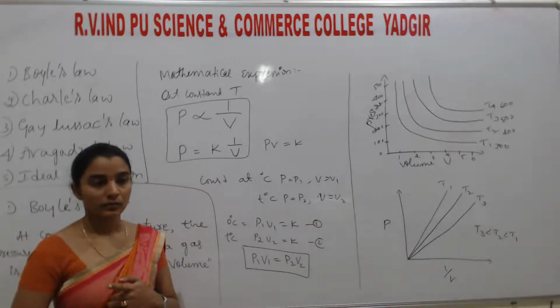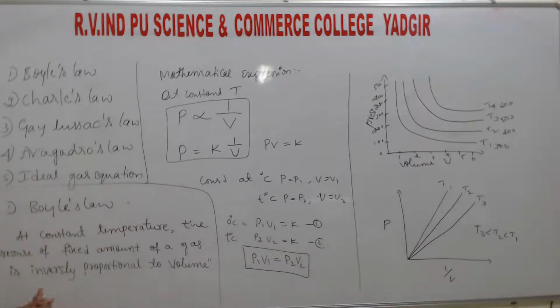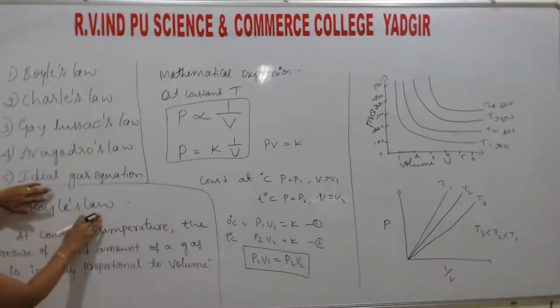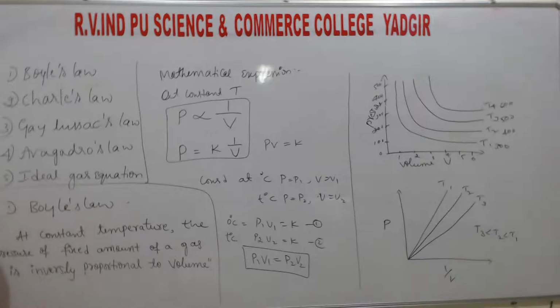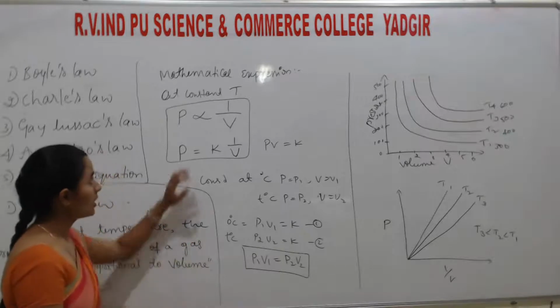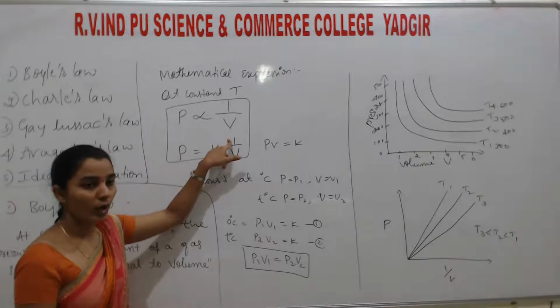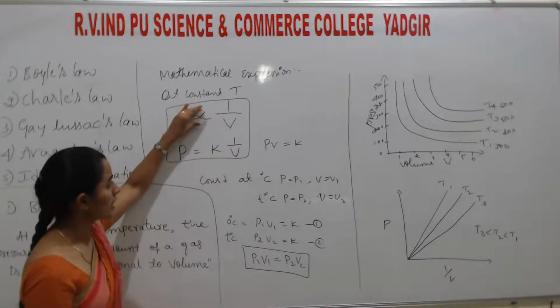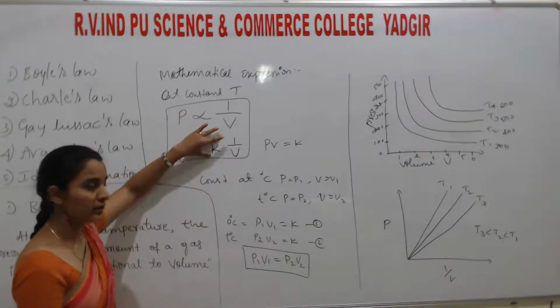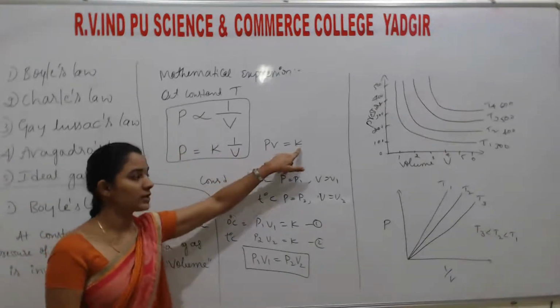Understand, students? So listen. And once again I explain, Boyle's law means at constant temperature the pressure of a fixed amount of a gas is inversely proportional to volume. So this expression is written like this: the pressure is inversely proportional to volume. To remove this proportionality, we are taking K. This K is a proportionality constant. So here it becomes PV is equal to K.